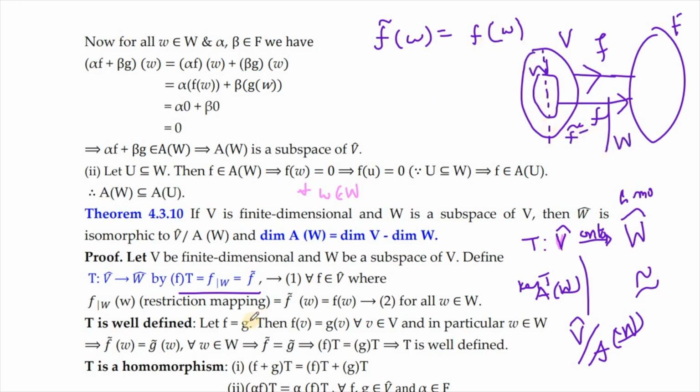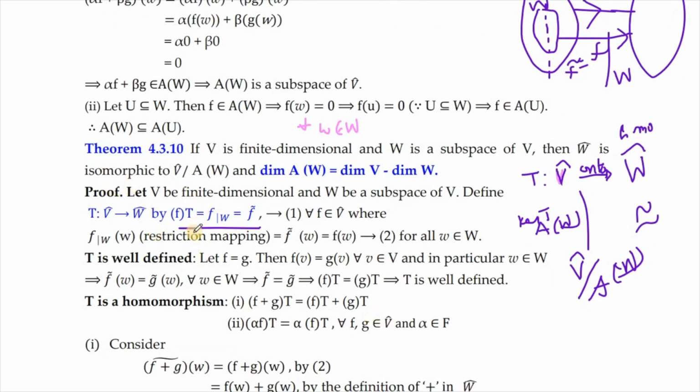So that is how restriction mapping is defined. In this way we define our T. We name this mapping, the rule, how it is defined, as equation 1, and F tilde of w is equal to F of w for all w in W. That is named as equation 2. Now this rule being defined by us, we have to show that it's well defined.